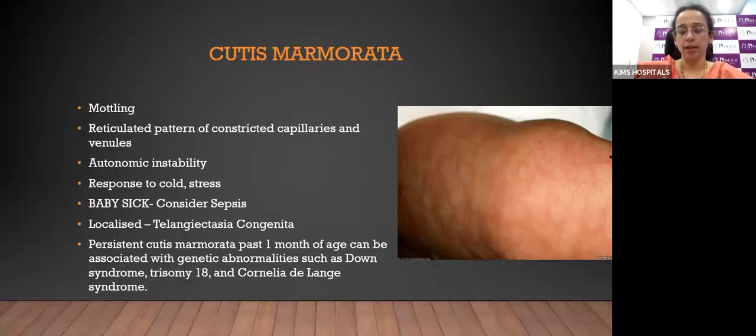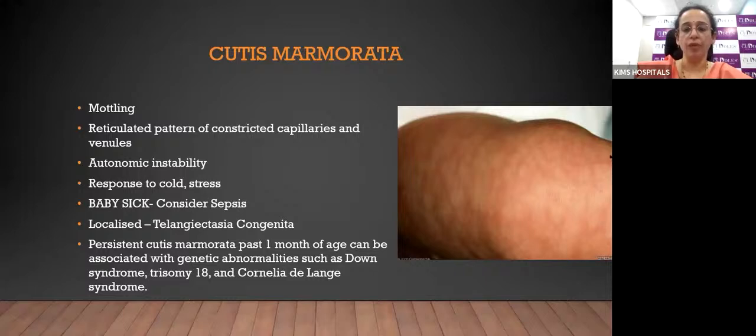If the baby is sick, so with other parameters like BP fluctuations, poor pulses, feeble pulses and cyanosis over the peripheries, temperature instability, lethargy, then we should always rule out the sepsis. So in preterm babies, the cutis marmorata is a reticulated pattern of constricted capillaries and venules. So it is due to autonomic instability, which we had discussed in our earlier slides, which preterm babies more likely have. It is seen as a response to cold and stress.